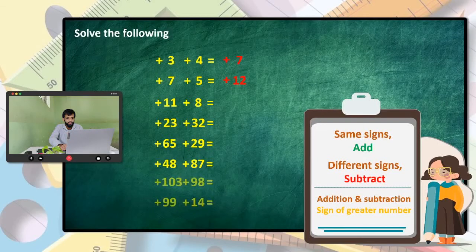Some more, and some more. So please solve all these. Same signs we add, and then give a sign of the greater number. Simple rule: same signs we add, different signs we subtract. So when you have those numbers, just look at them and ask yourself, are they having same signs or different signs? If they have same signs, I will add. If I have different signs, I will subtract. And then I will ask another question, and that is sign of the greater number.